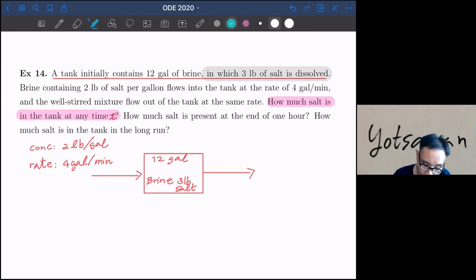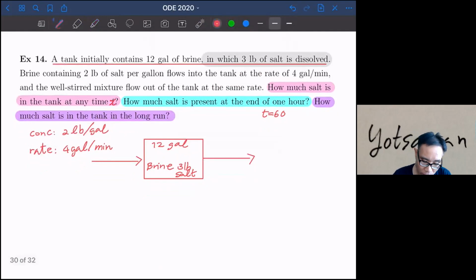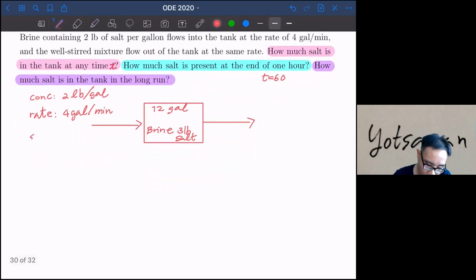The second question will be how much salt at the end of 1 hour. Okay, 1 hour here, we know already that it's going to be t equal to 60 minutes. And also the question asks you about how much salt in the long run. So it's going to be, again, 3 questions. Okay, and we're gonna have the amount of salt that we have thrown into the tank equal to 2 times 4 equal to 8 pounds per minute.